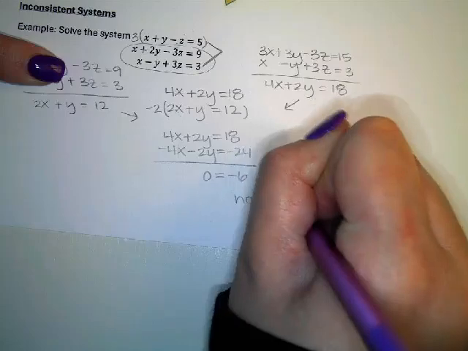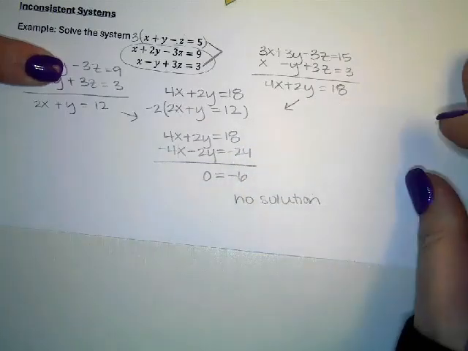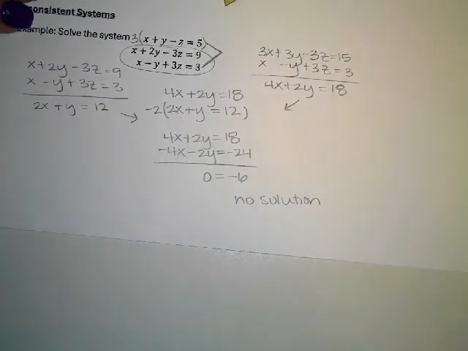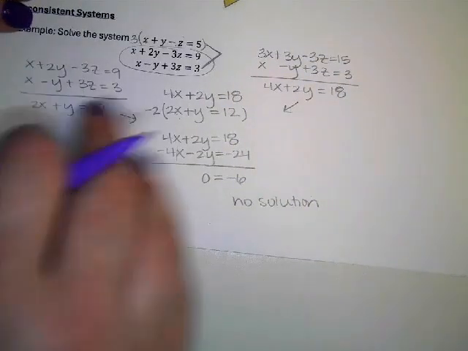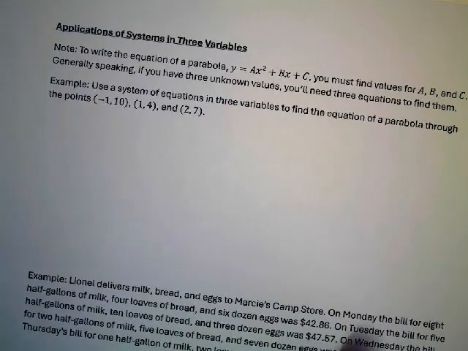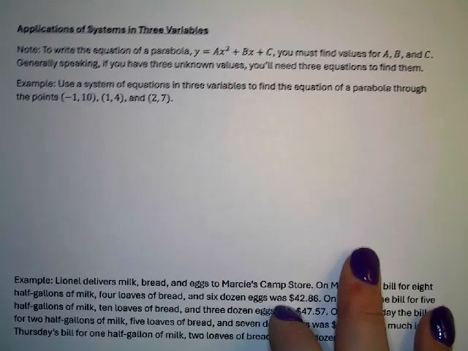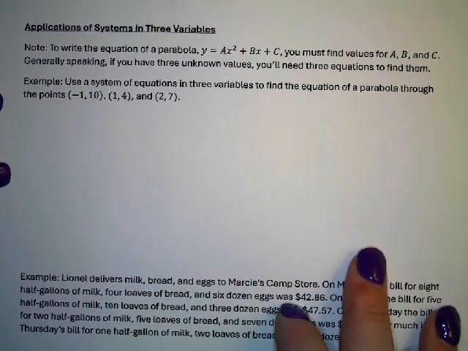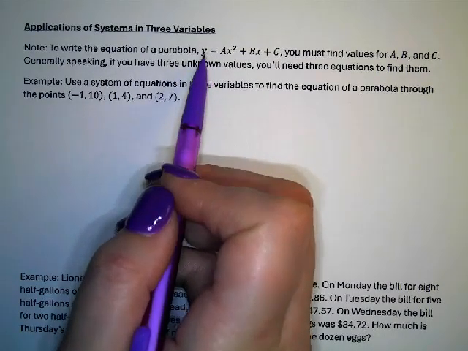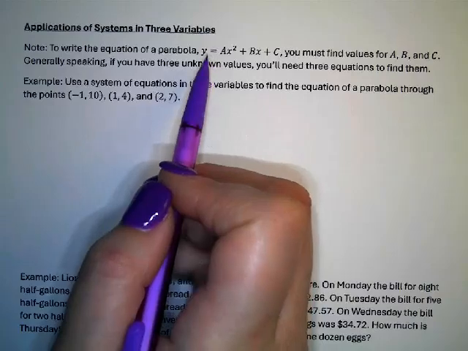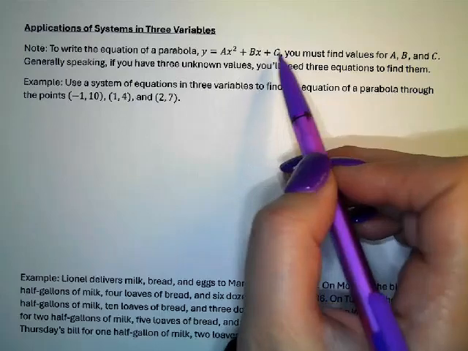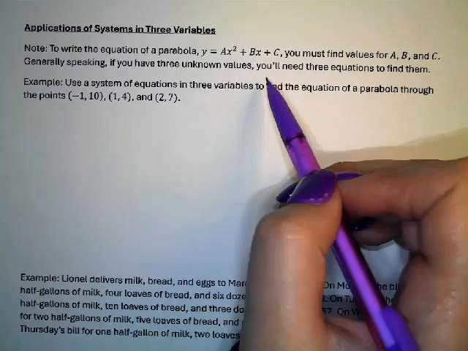All right, so now we're going to use this process to solve some problems that are not just systems of equations, but can be solved using the process of systems of equations. So here we have a parabola in standard form, y equals a x squared plus bx plus c, and we're going to have to find the values of these coefficients and the constant to be able to write the equation of the parabola. Generally speaking, if you have 3 unknown values, a, b, and c, then you would need 3 equations to be able to find those 3 unknown values.